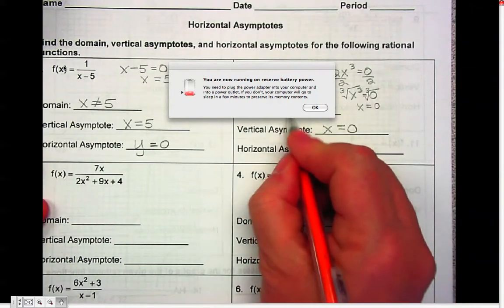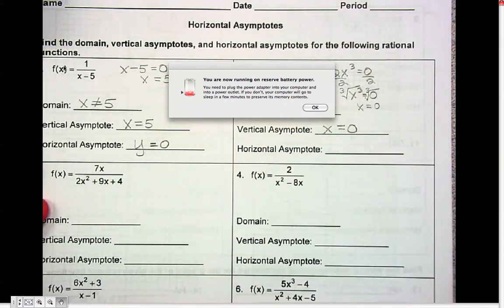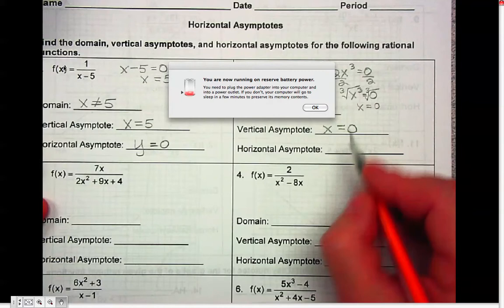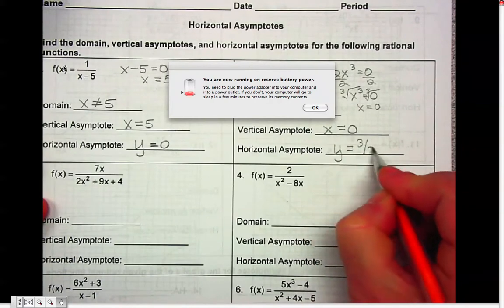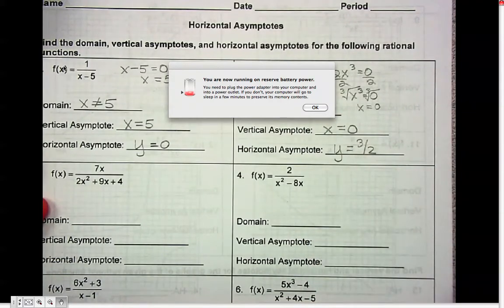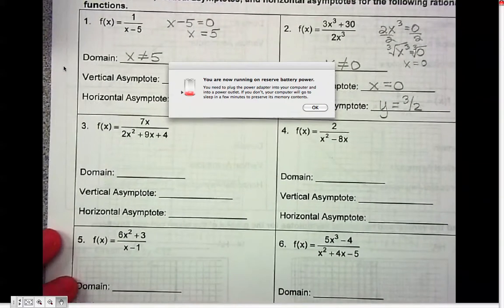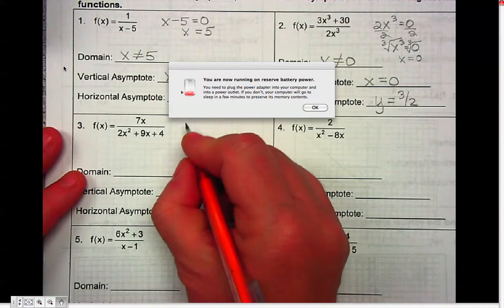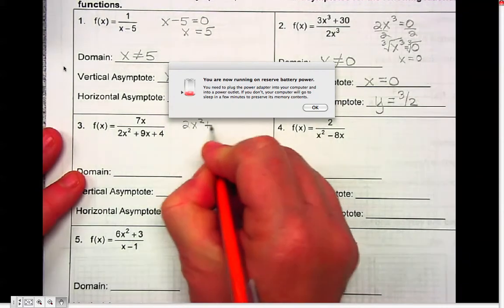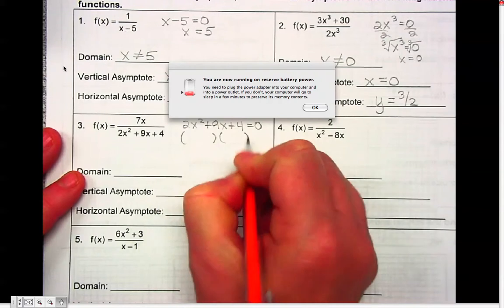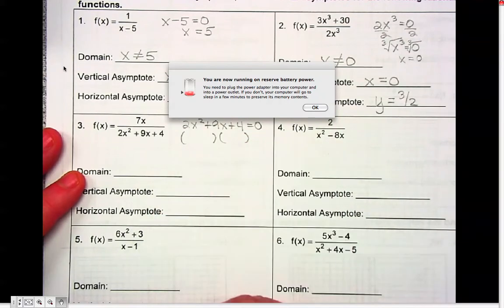Your domain, x cannot equal 0. Now the horizontal, are the degrees the same or different? They're the same, so y equals, right, 3 over 2 or 1.5, either one. Okay, then number 3. We set the denominator equal to 0, and then we have to solve, don't we? Or, I don't mean solve, factor.